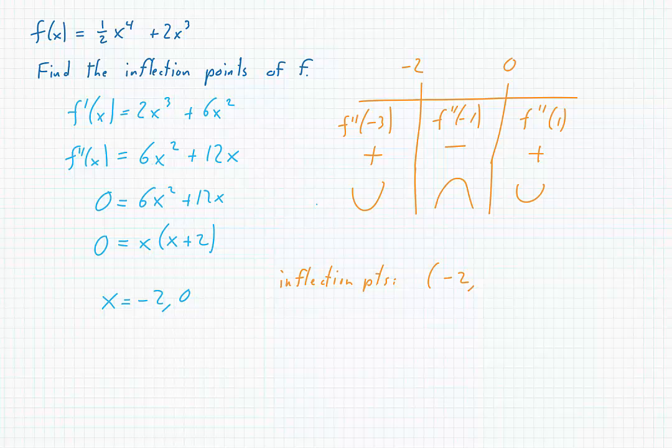Do that on my calculator here. Make sure I've got it typed in right. 0.5 times negative 2 to the fourth power plus 2 times negative 2 to the third power. I get negative 8. And the other one's going to have a 0. Well, when we plug that in, pretty clear we're going to have 0. So two inflection points, two places where concavity changes, negative 2, negative 8, and 0, 0.